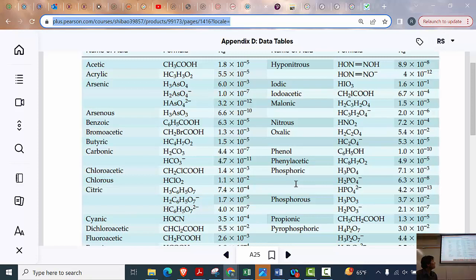If I look at arsenous acid, that is going to have a pKa between what and what? 9 and 10, but closer to what? 9, exactly. So that's too far. Too far. Do you see? Okay, here's one. Carbonic acid, 4.4 times 10 to the minus 7. This one's closer to 7. This is pretty good.